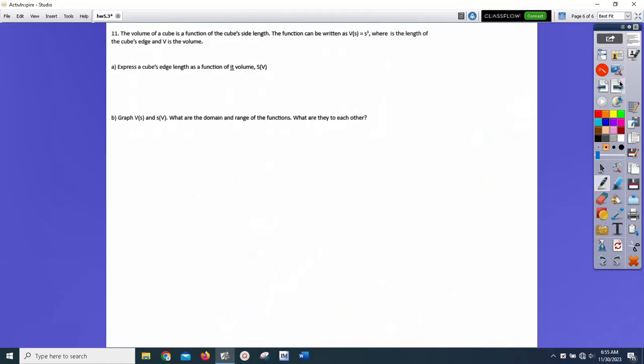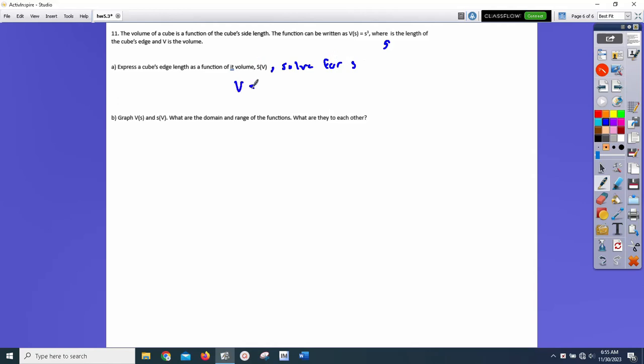What do we got over here? The last one I'm going to do apparently is number 11. The volume of a cube is a function of the cube's side length. The function can be written as volume as a function of s is s cubed, where s is the length of the cube's edge and v is the volume. Missing an s there. All right, express a cube's edge length as a function of its volume. That means find s of v, which literally means solve for s.